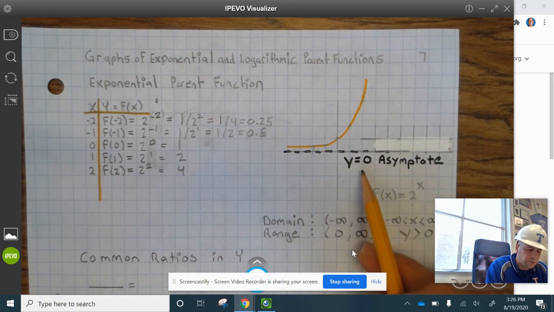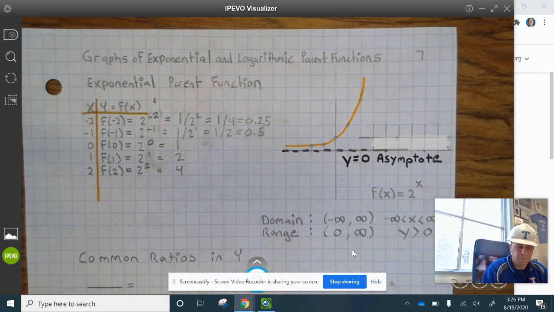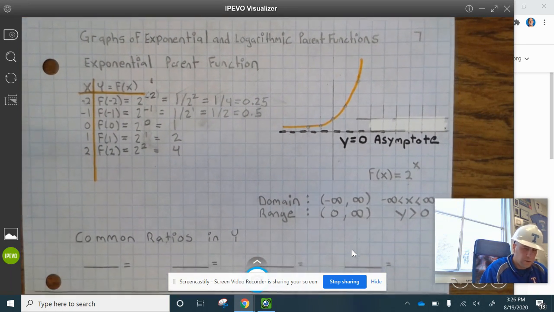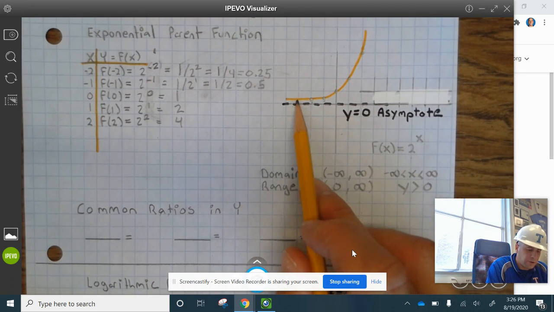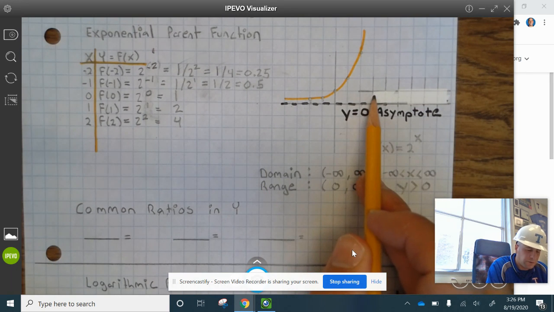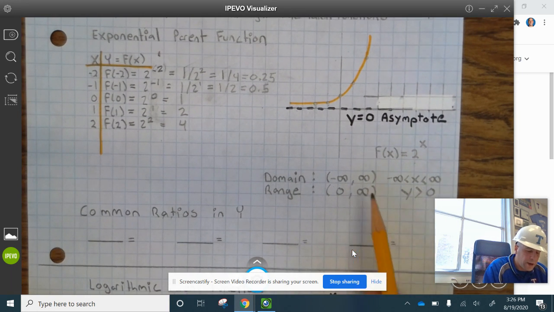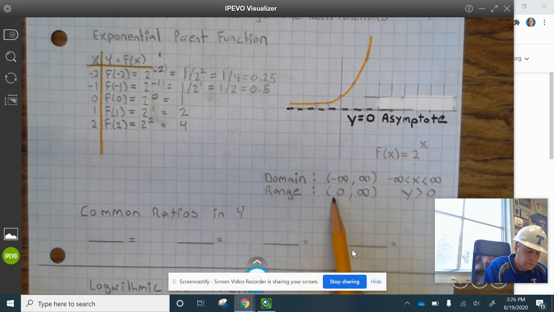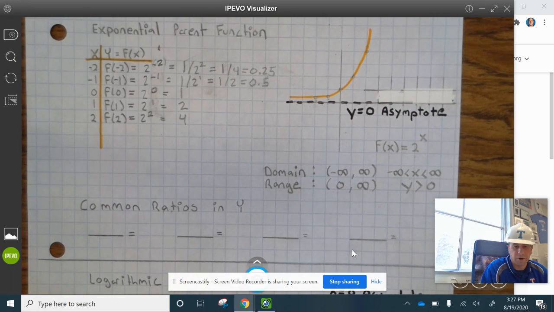You'll notice I said that y equals 0 is the asymptote. Basically, this graph approaches 0 but never touches. Okay? Now, domain is going in a negative infinite direction on the left side and a positive infinite direction on the right side. So domain is negative infinity to positive infinity. Now, range, we start at 0, but we don't include 0 because it never actually touches 0. So it's going from 0 to infinity for the range. Okay, and you notice that I've written the interval and inequality notation for domain and range.